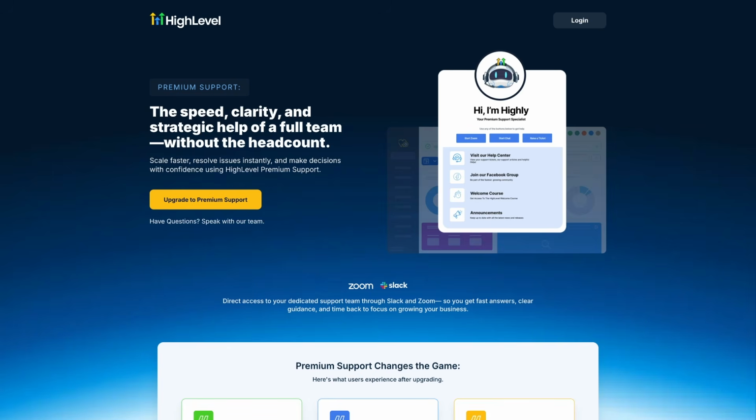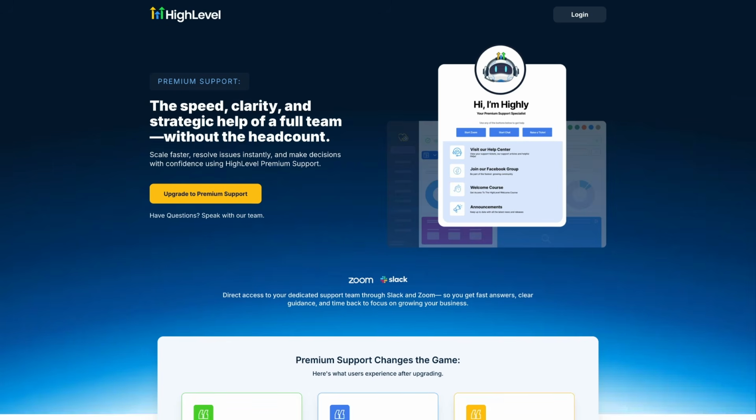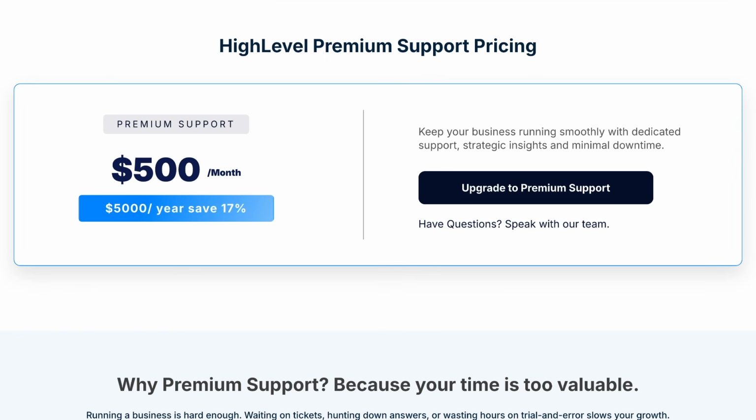This again is where CC360 blows GHL out of the water. It's not that GHL doesn't have services. They do. You can, for example, upgrade to their priority support, which last I checked costs $500 a month just to get better support, which I would argue you're already getting inside of CC360.